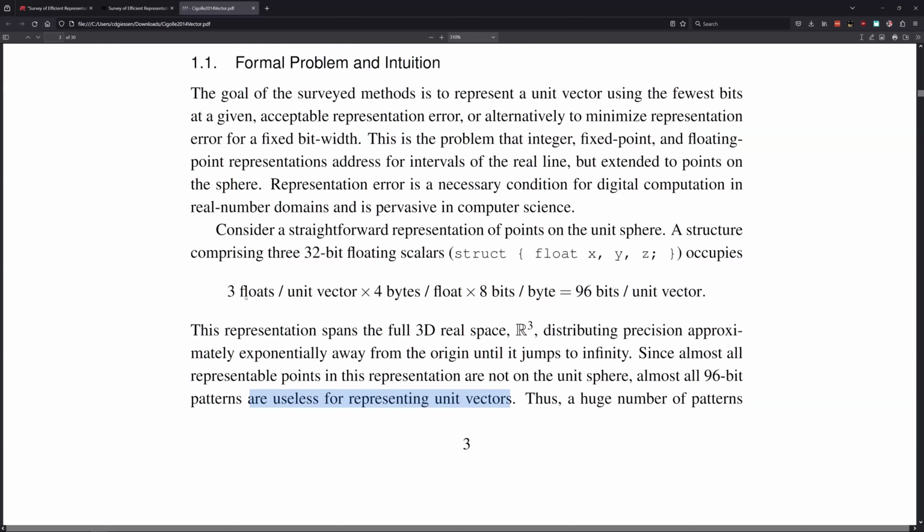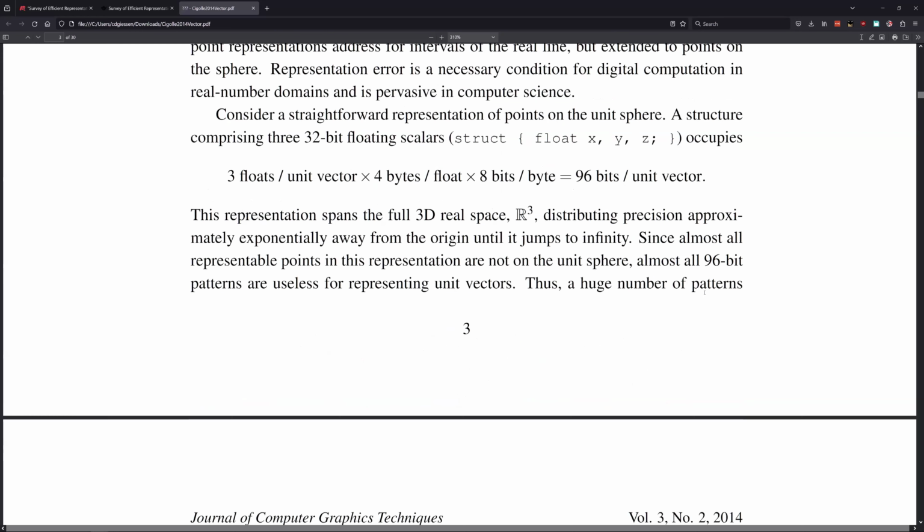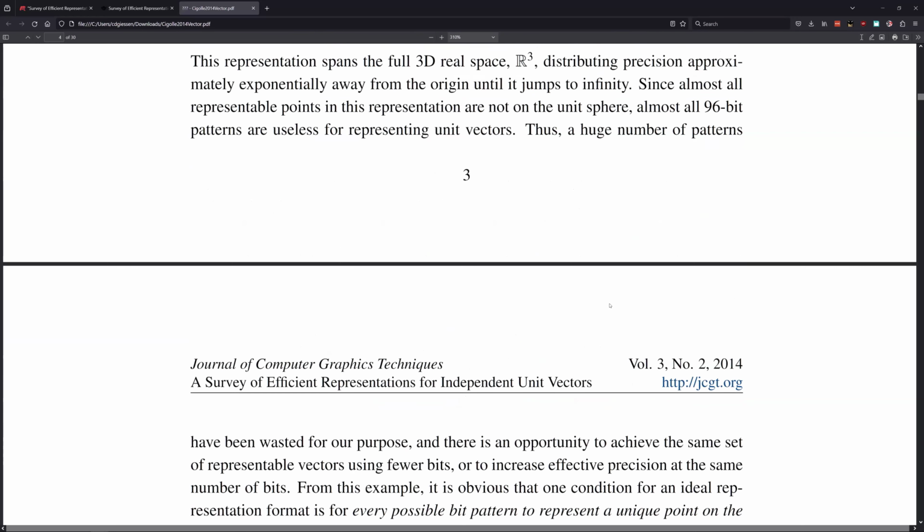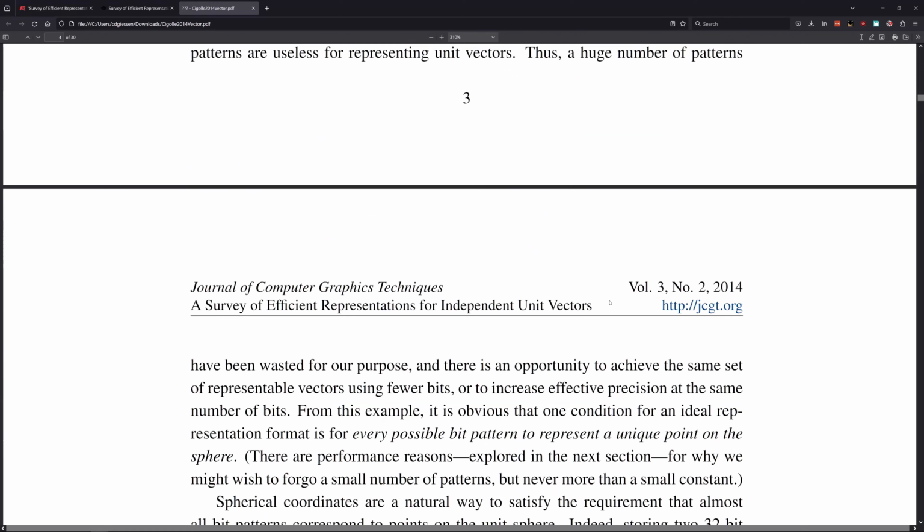If we use floating point numbers, most of the numbers are completely useless because they don't encode numbers inside the unit sphere. So of your 96 bits, very few are actually going towards the unit vector, and everything else is just zeros or ones or non-useful bits.